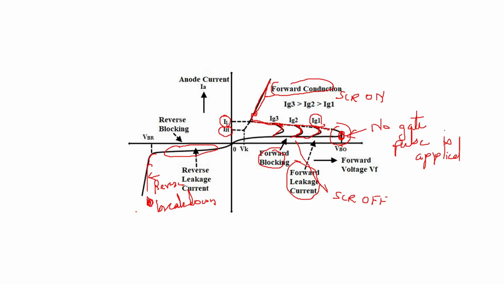So depending on when you are going to give the gate pulse, the turning on or firing or triggering of SCR depends. Once it is triggered, then the voltage across the SCR will decrease and current will go on increasing. So the graph comes back for voltage and then increases for the anode current. So these are the VI characteristics of SCR.